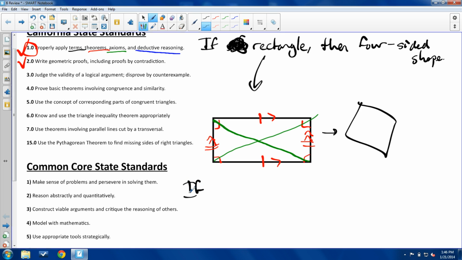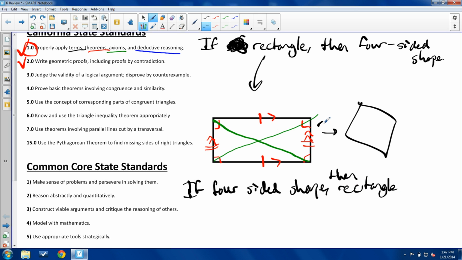And so here's the important thing about converses: you don't change where the if goes. The if needs to stay in the beginning. I'm going to swap my concluding statement with my hypothesis, but I'm going to keep the if where it is. I'm not going to say if it's a four-sided shape, then, I'm sorry, I have a four-sided shape if I have a rectangle, right? I'm going to say if it's a four-sided shape, then I have a rectangle.